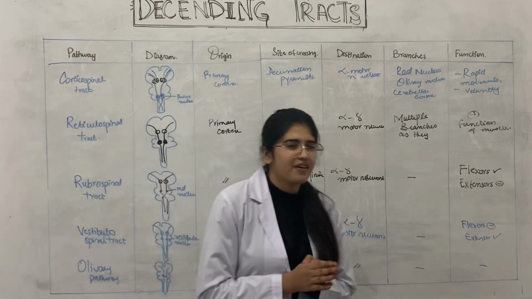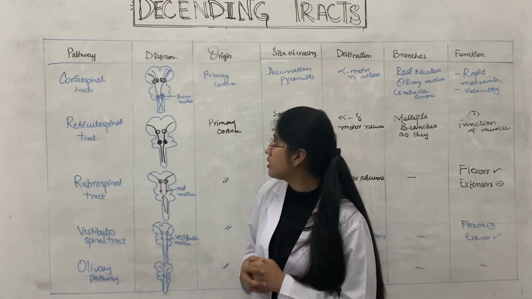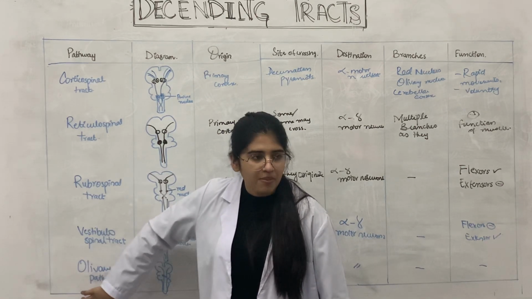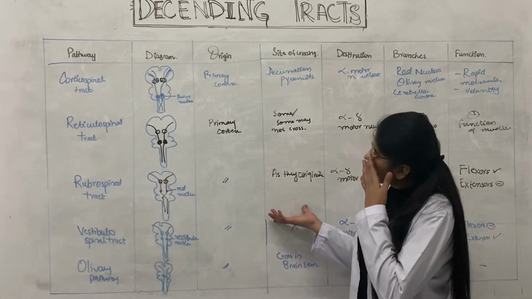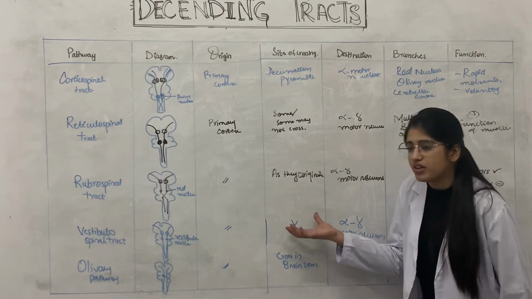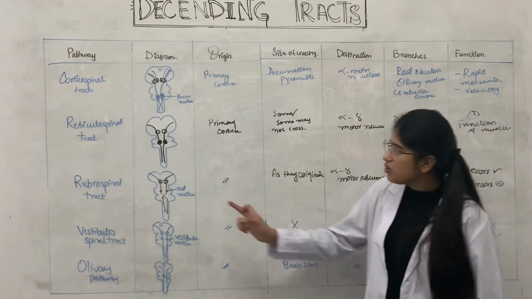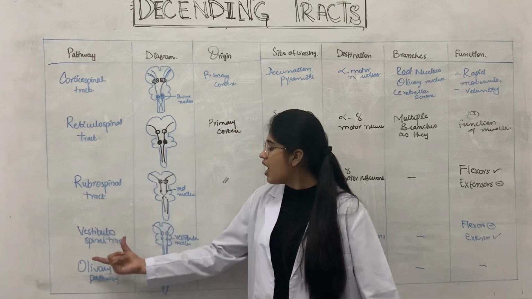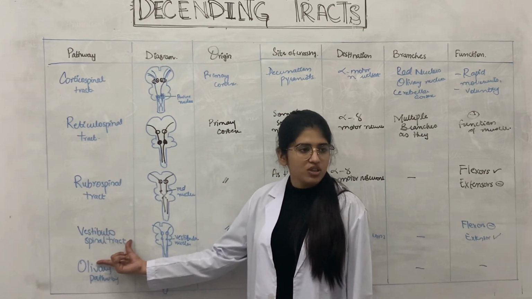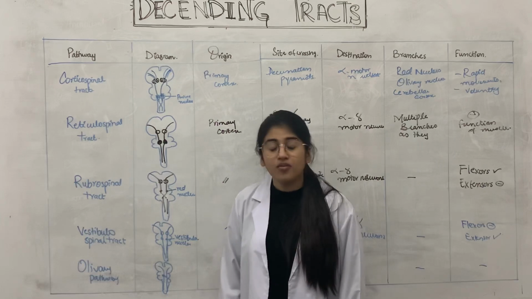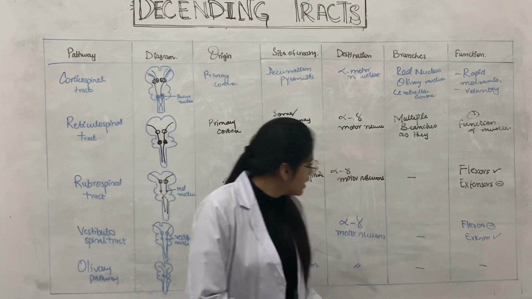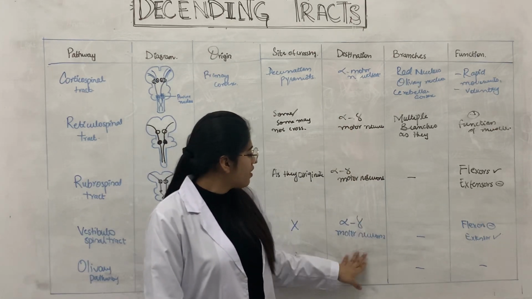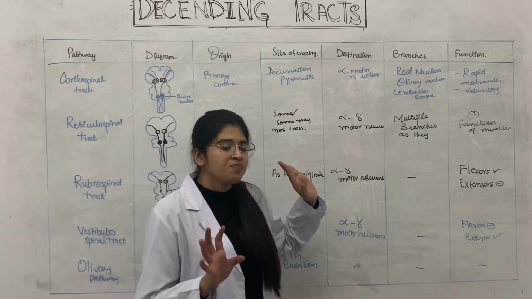tracts. The corticospinal tract is the most important tract, which is starting from the primary cortex. So actually, they all start from the primary cortex, and they have different sites of decussation, and according to their name they are going to their specific nucleus. Rubro means red, they will go to the red nucleus. Vestibular means they will go to the vestibular nucleus. The olivary will be going to the inferior olivary nucleus, and then the destination is the same, which is the alpha gamma motor neurons.